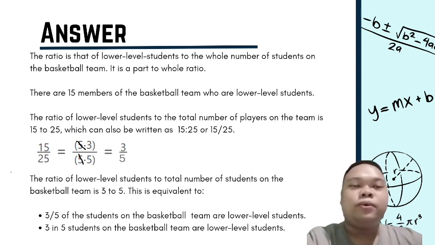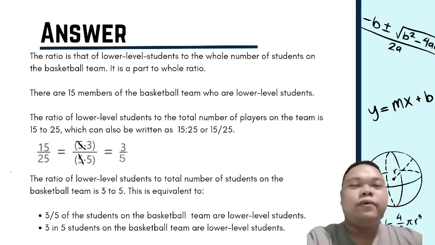This is equivalent to 3 over 5 of the students on the basketball team being lower level students, or 3 in 5 students of the basketball team are lower level students.